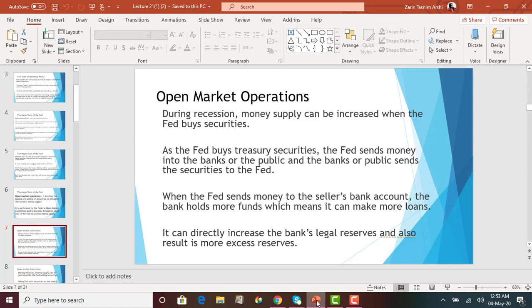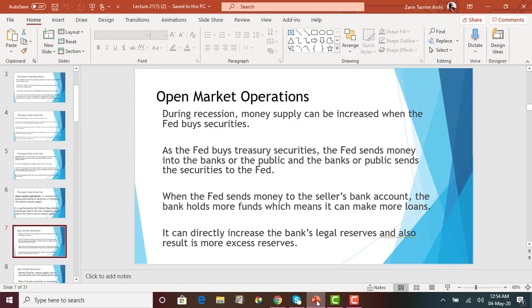So what happens when Fed is buying the securities and bonds? Fed owns the bonds, Fed owns the securities, and in return they pay money to the banks and they pay money to the people. So when they are paying money to the banks and to the people, that means the banks have more money which they can loan out, people have more money in their hands, so money supply goes up. So during recession, Fed will basically buy securities, they will pay the banks and public, which in turn will increase the money supply.